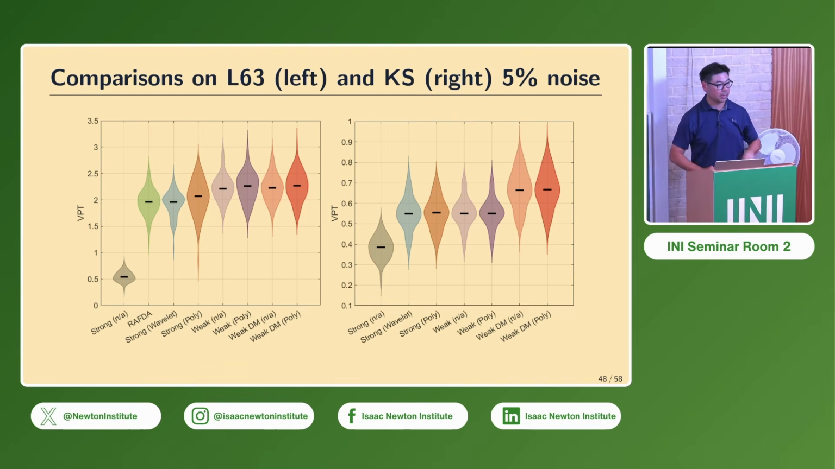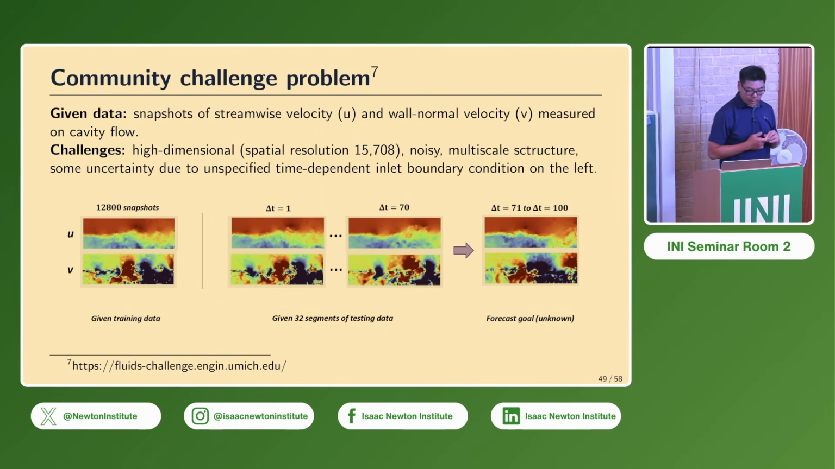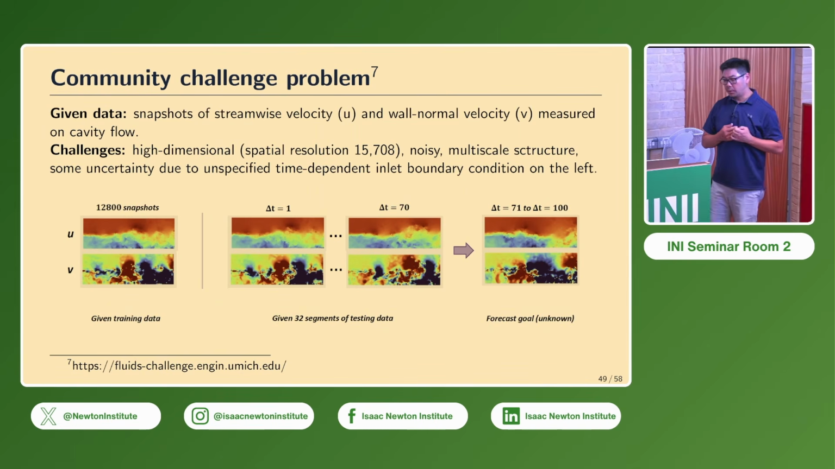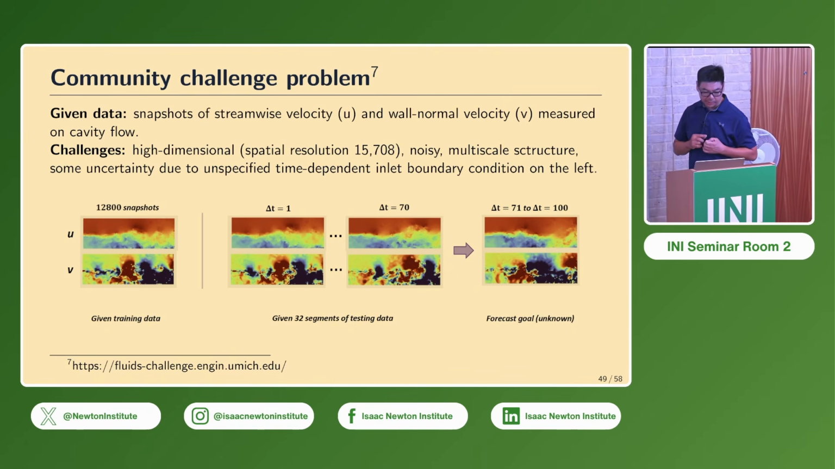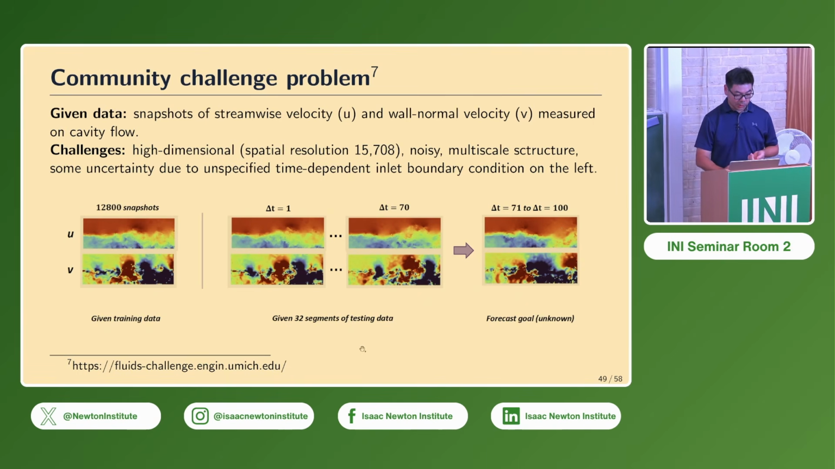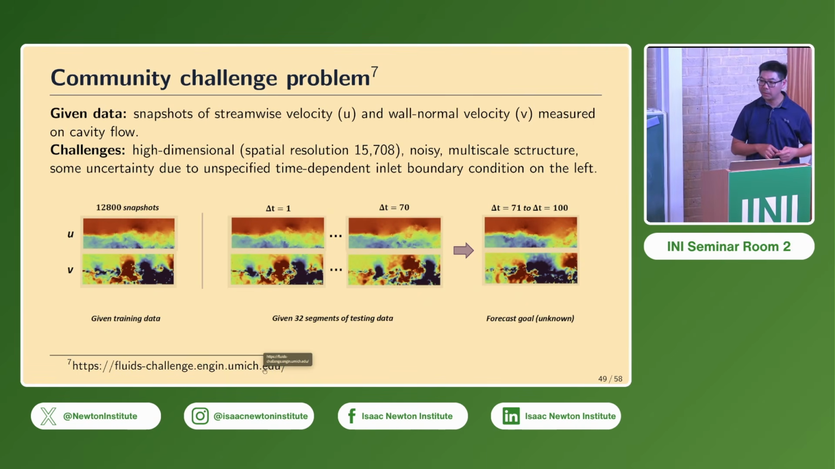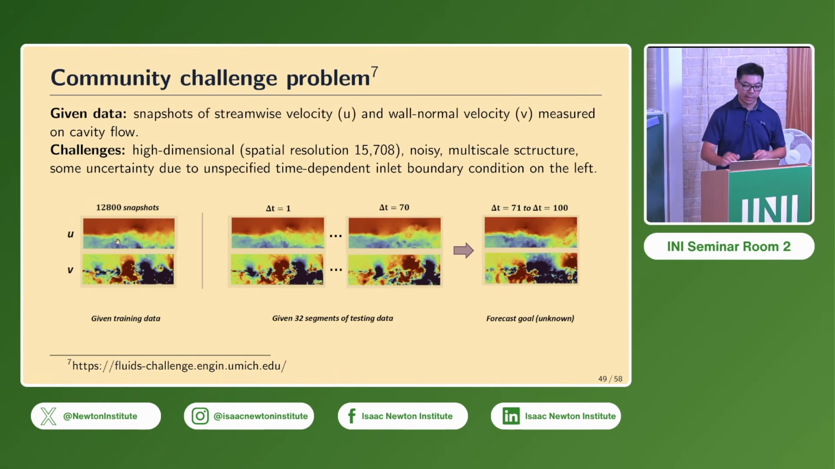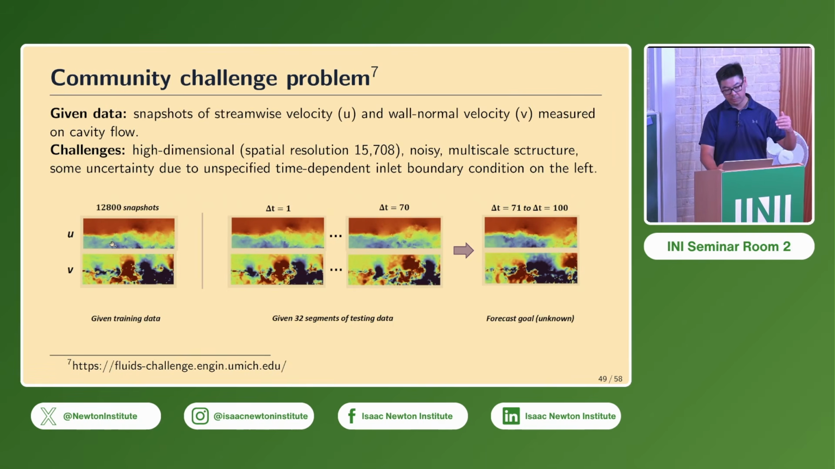But these are all toy examples. Let's try it on a real thing. My collaborators in aerospace know a lot of people who post community challenge problems. You can Google this website here. They have many challenge problems. One of them is predicting fluid flow in a cavity. All the details are in the paper. Here are just snapshots, for instance, of the horizontal velocity and vertical velocity. There's an inlet on the boundary that we don't even know.